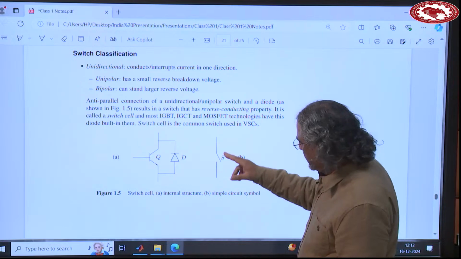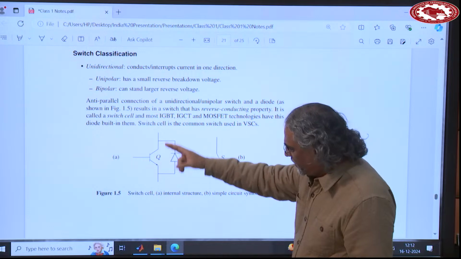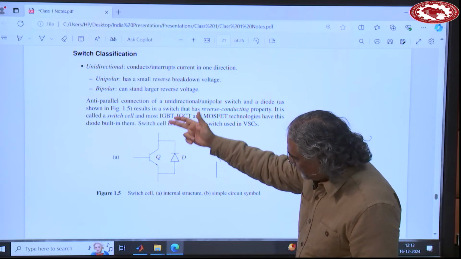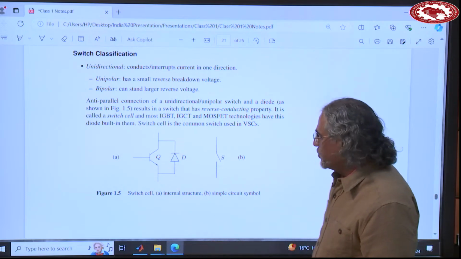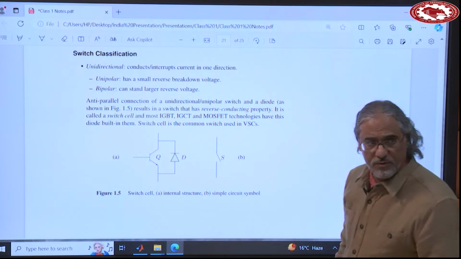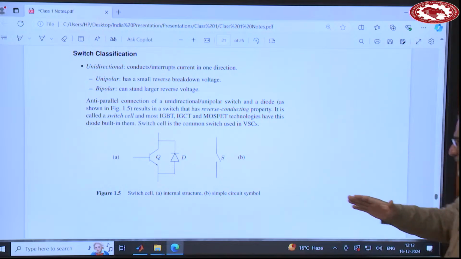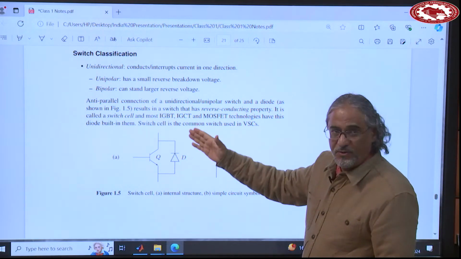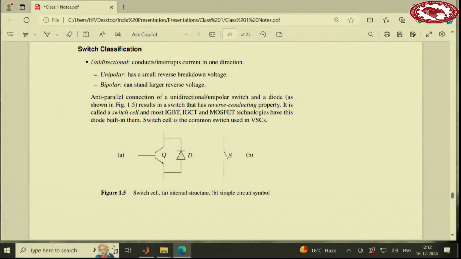Whenever we use this circuit symbol, it basically shows that you have a switch here that can conduct or interrupt the current in this direction. And then there is a reverse connected diode. So if need be, the current can flow back in this direction through the diode. So you can say it's bidirectional, but the reverse direction is done through the diode, not through the switch. So it's very common. And you will see when we get into the converters later today or tomorrow, how this arrangement will work very nicely.